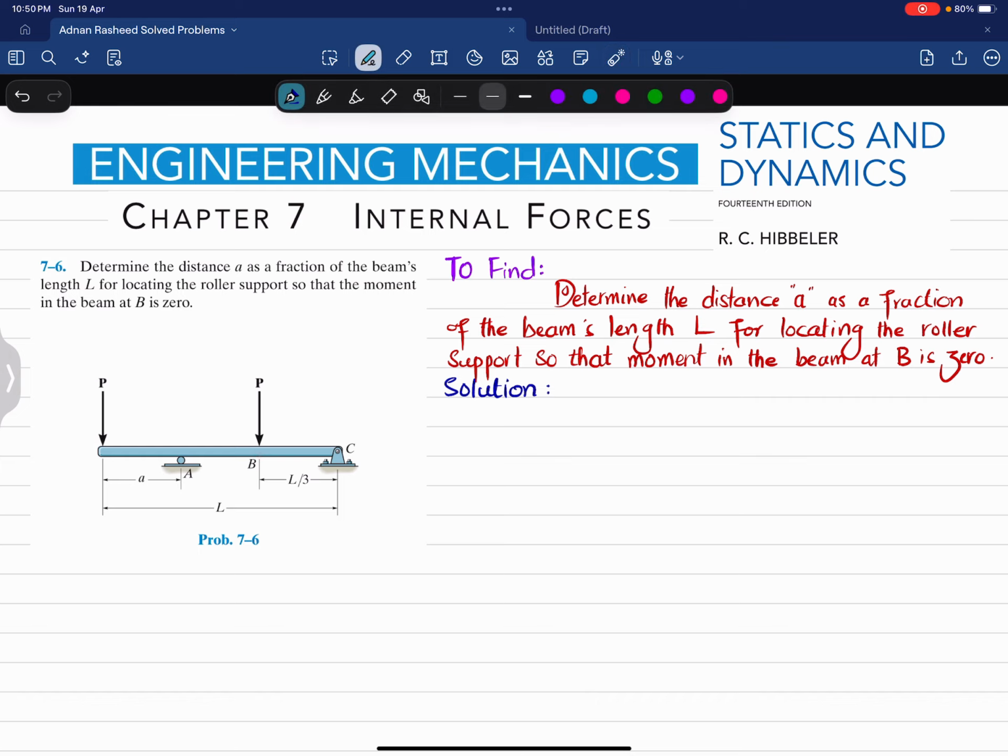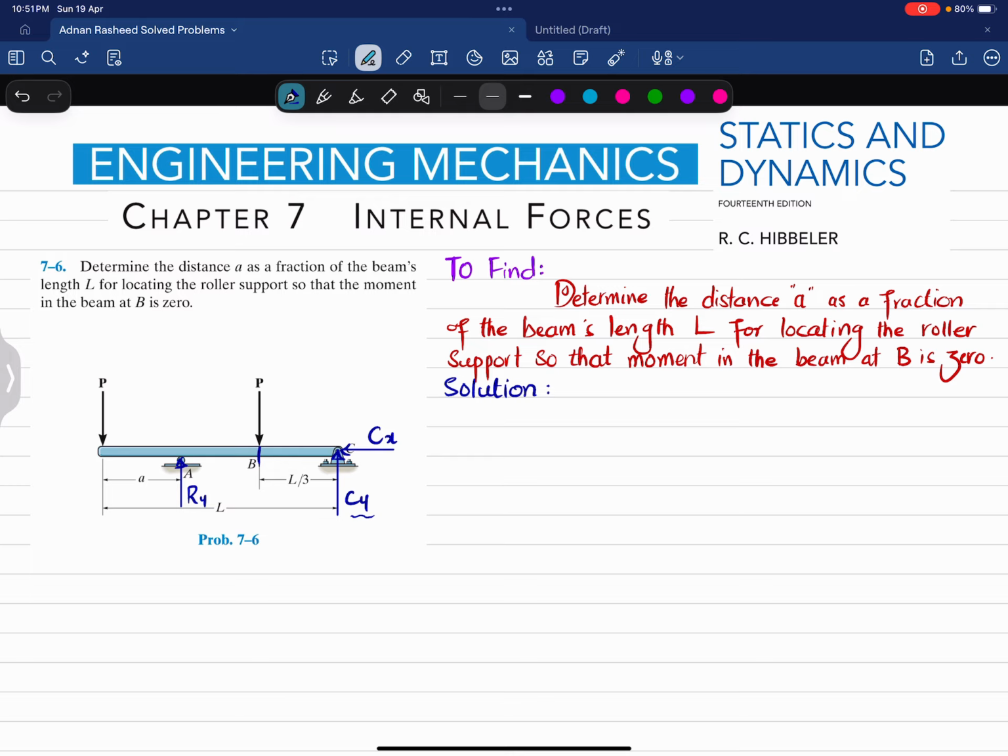The first step is that if you remove this roller support, you will have a vertical reaction force, let this be Ry. If you remove this pin support at C, you will have a vertical reaction Cy, as well as a horizontal reaction Cx. We are interested in finding Cy because we have to find the moment at B. So we will find Cy.